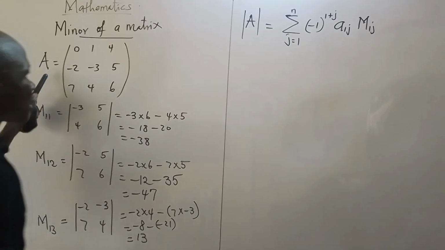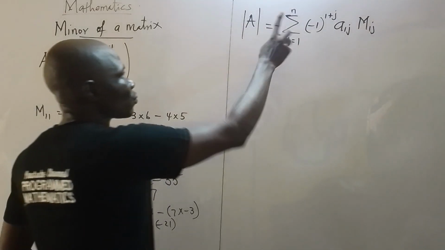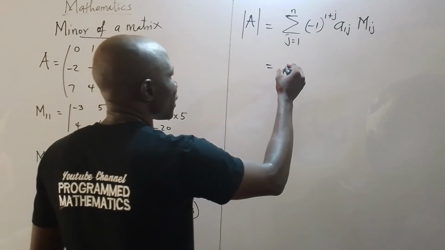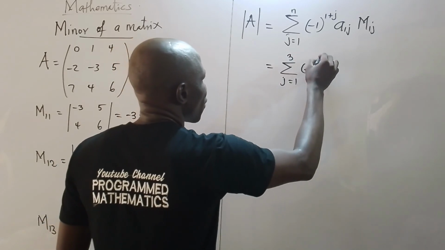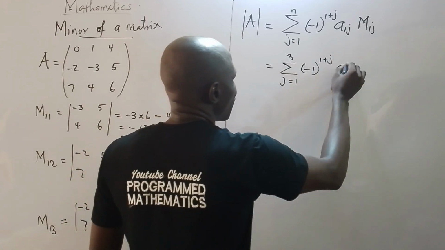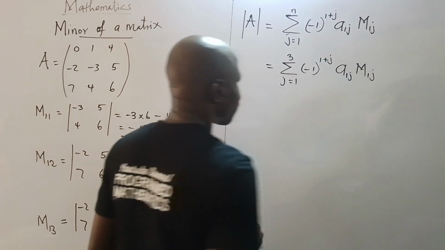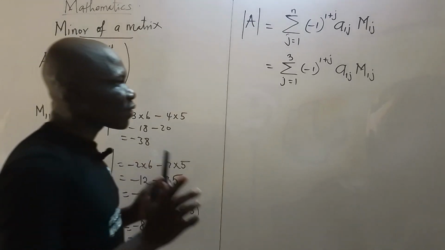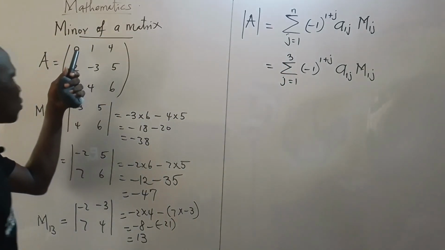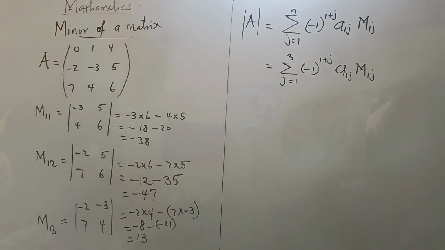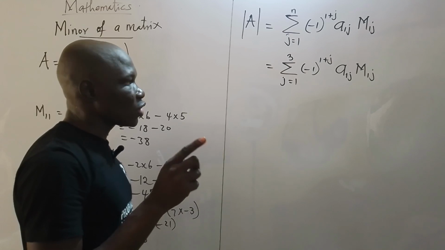Now, if I'm going to make use of this as an example, I have 3 rows, 3 columns. So J will start from 1 to 3. So minus 1 raised to power 1 plus J, then A1J, M1J. Now, the only thing that is changing here is this J. J is going to count from 1, 2, 3. That is talking about the number of columns. Column 1, column 2, column 3. So this summation here is just talking about the fact that we are adding each time for each value.